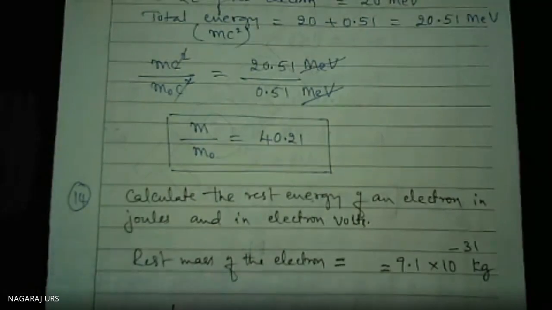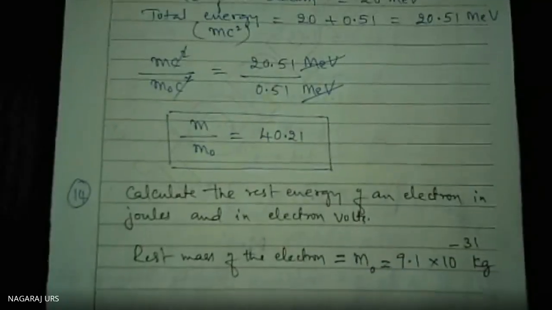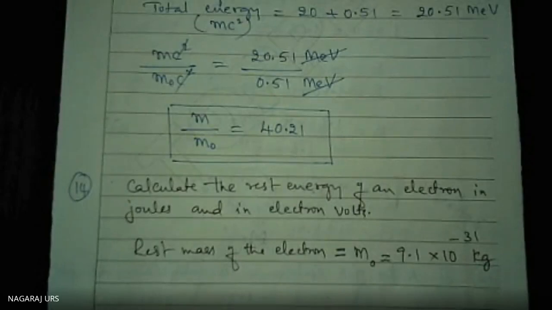Don't forget, we are talking about the relativistic mass. One more mass is coming. While the electron is in motion, its mass is something else. While it is at rest, it is m naught. But in your second PUC portion we are not going to discuss all these things. There we take rest mass and moving mass as one and the same, m equal to 9.1 times 10 to the power of minus 31 kg. That's all we say in the lower class.